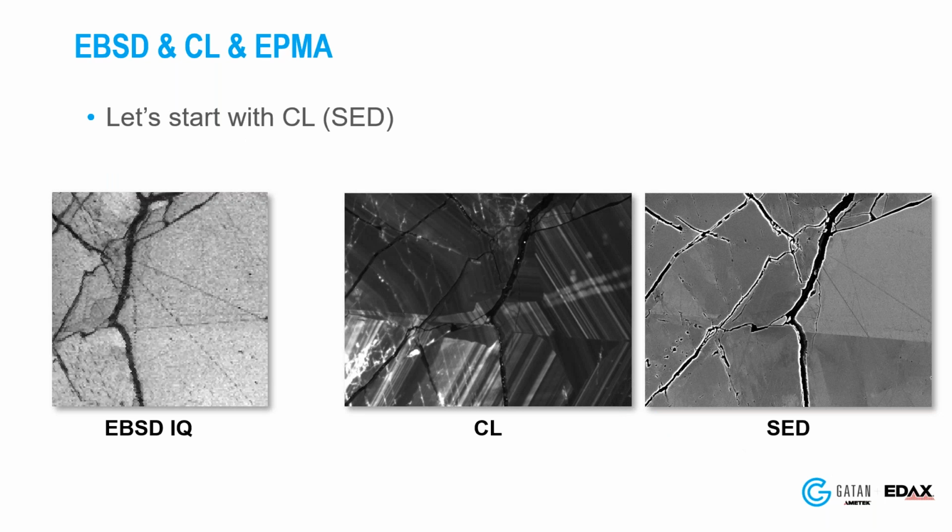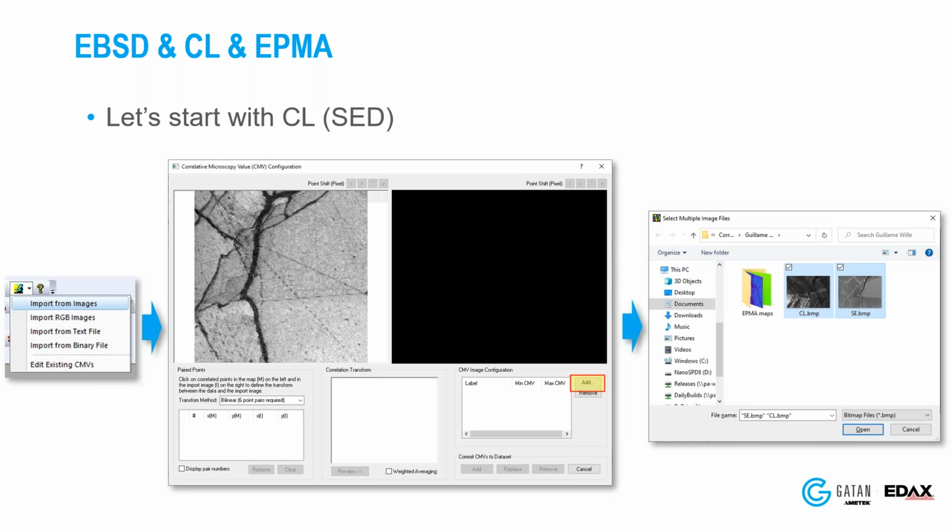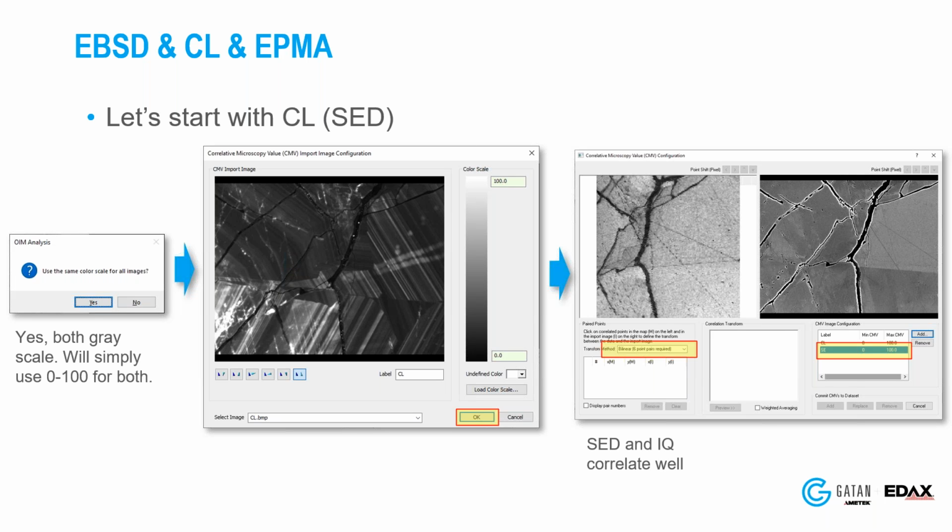So let's start with the CL. You can see here the EBSD map. You can see the CL map. The nice thing is we have these fracture lines, and so you can see how they correlate between the two, especially if you look at the secondary map, which accompanies the CL data. So once again, I can import these from images. You can see that I'm going to import the CL and the SE maps into here. And I can switch back and forth as I do this correlation. It doesn't matter. If there's some feature that's easier to see in one map versus the other, I can switch back and use that one.